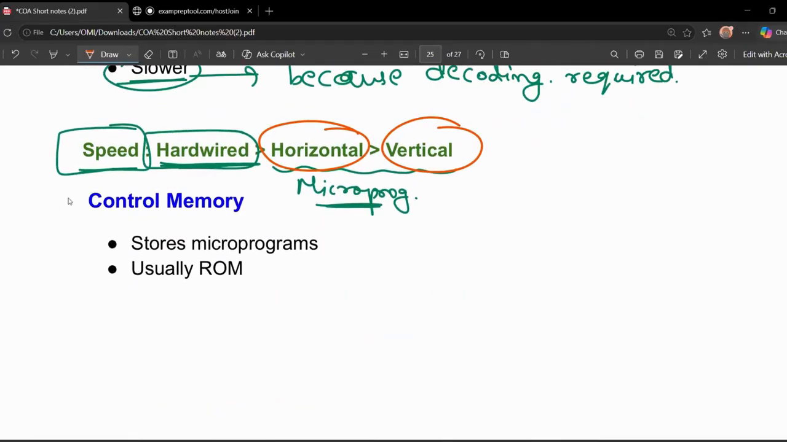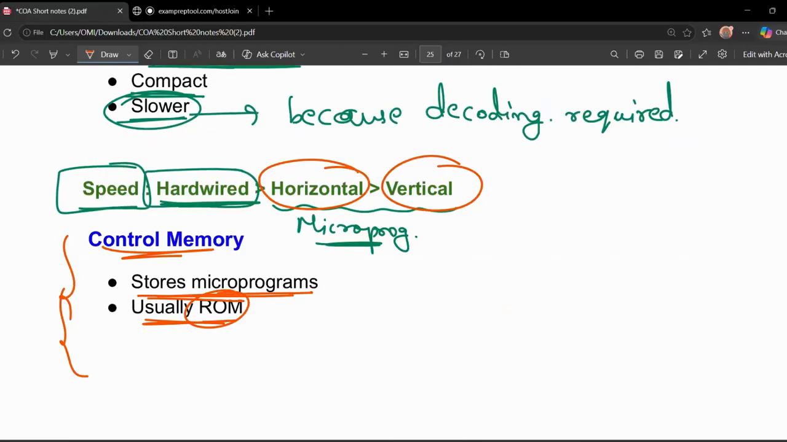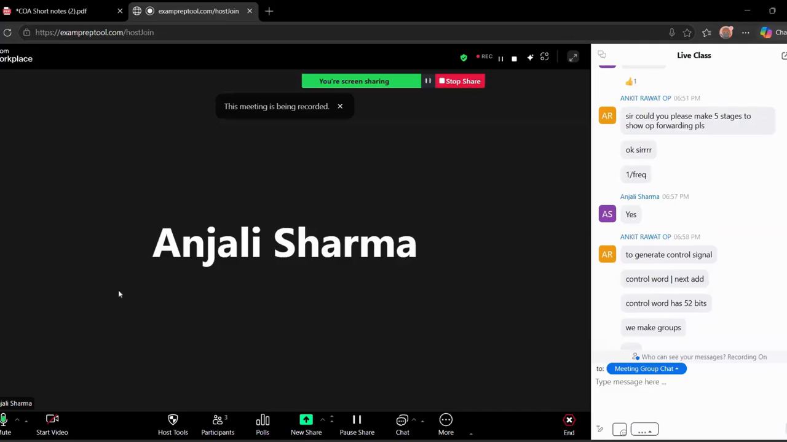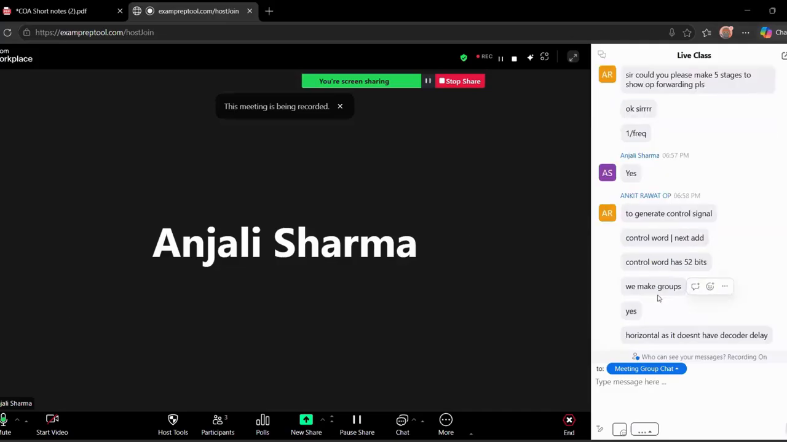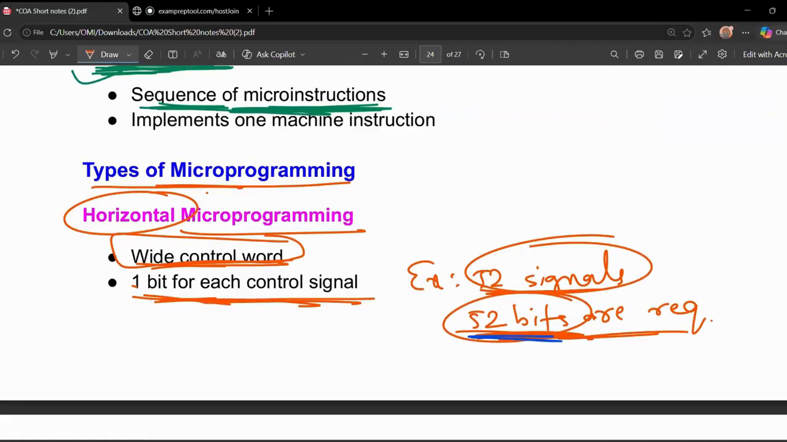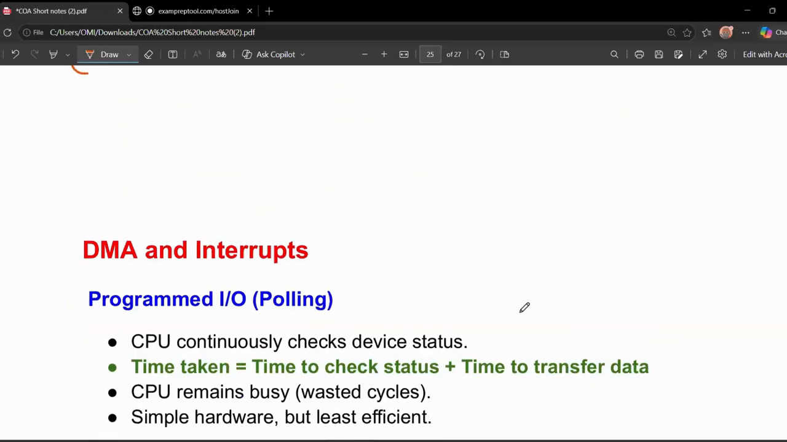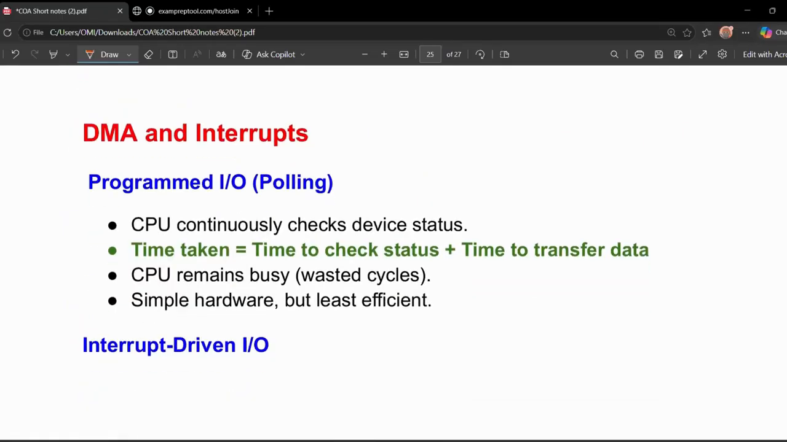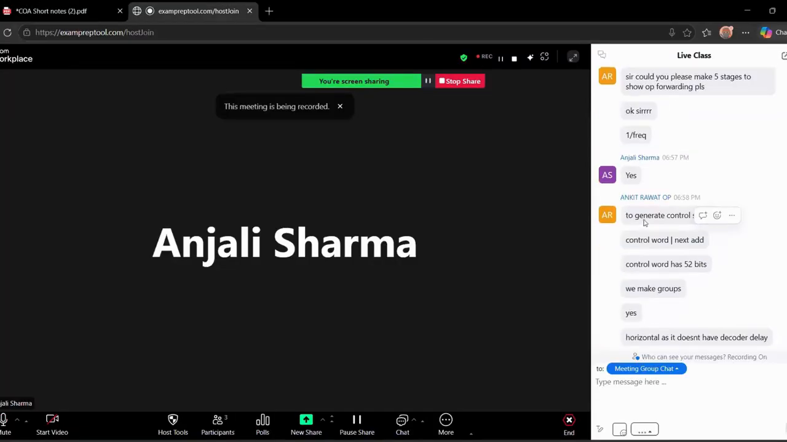And this is the control memory. Control memory is usually ROM, and it stores the microprogram. So this is all about the control unit. Got it till now? Everything you got?